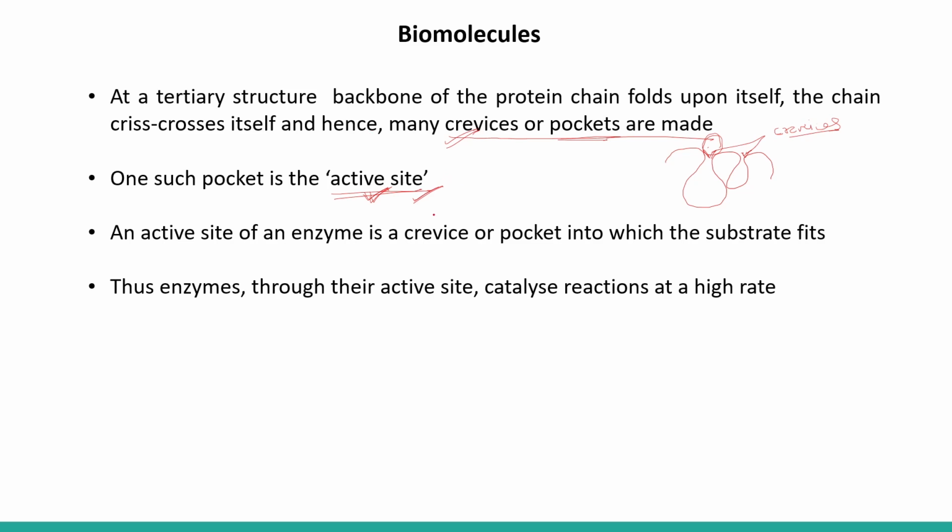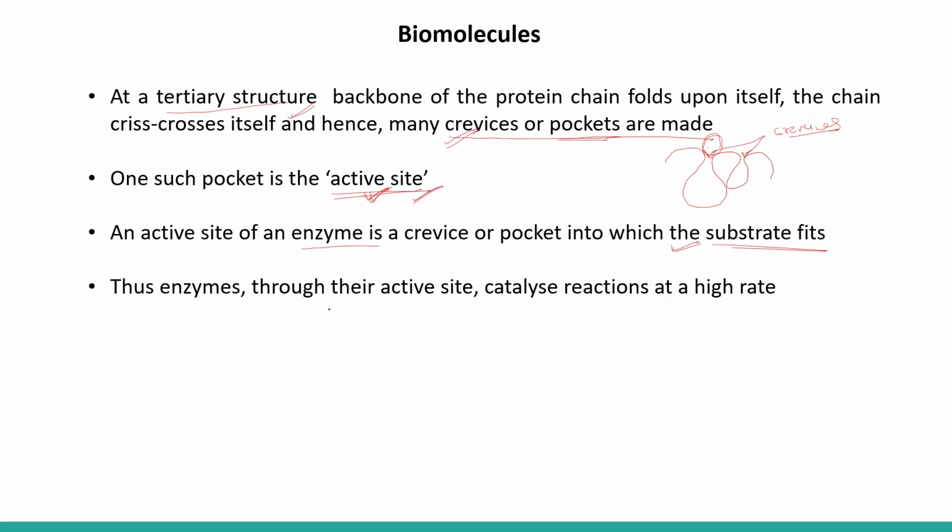So a question can be asked: is the active site in an enzyme formed by primary structure, secondary structure, tertiary structure, or quaternary structure? The answer is tertiary structure. So active sites are formed by the folding of a polypeptide, forming crevices or pockets that contain active sites. An active site of an enzyme is a crevice or a pocket into which the substrate fits. So this is very important.